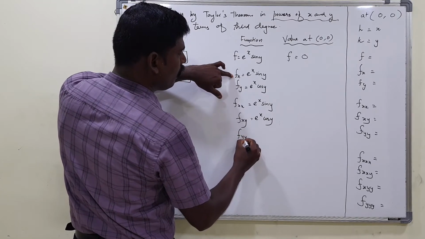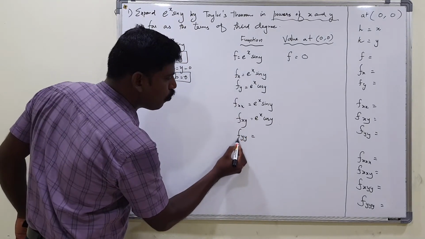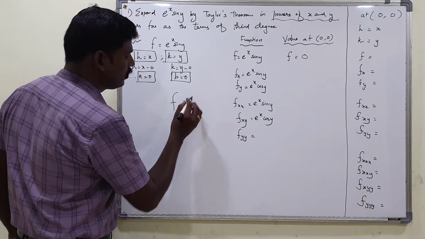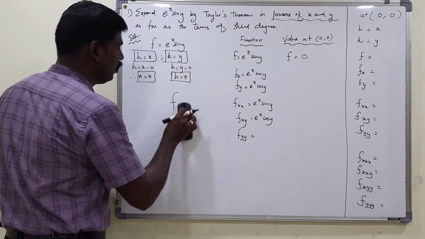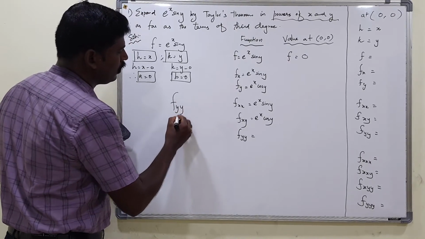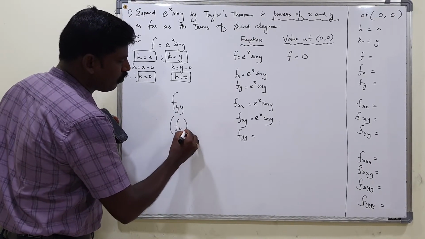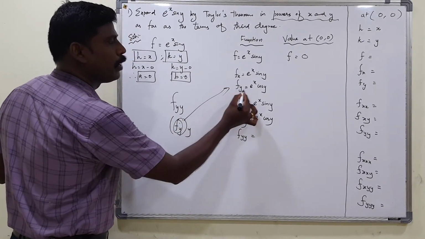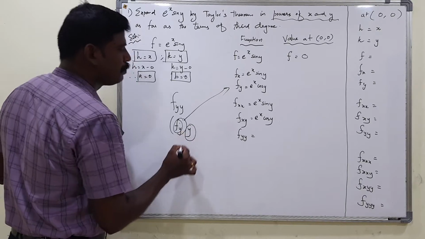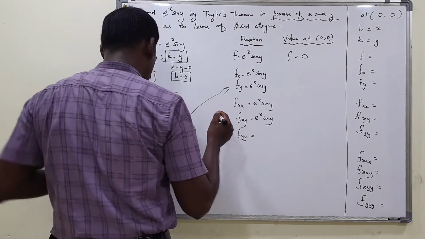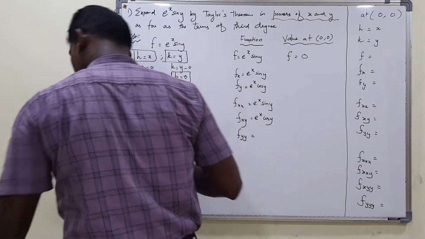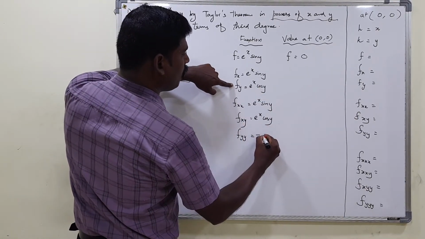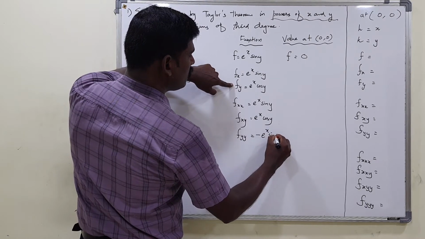And then f double y. What is f double y? Partial derivative of fy with respect to y, isn't it? That means the partial derivative of fy with respect to y once again. What is fy? Fy is here. So I am going to take the partial derivative with respect to y once again. So cos y becomes minus sin y. So minus e power x sin y.